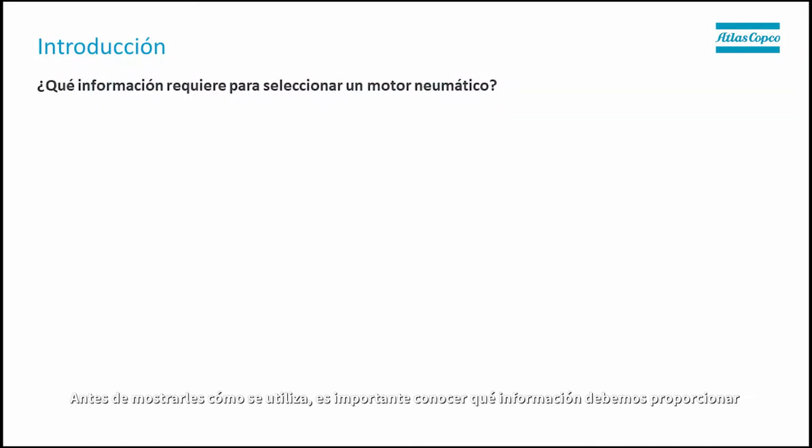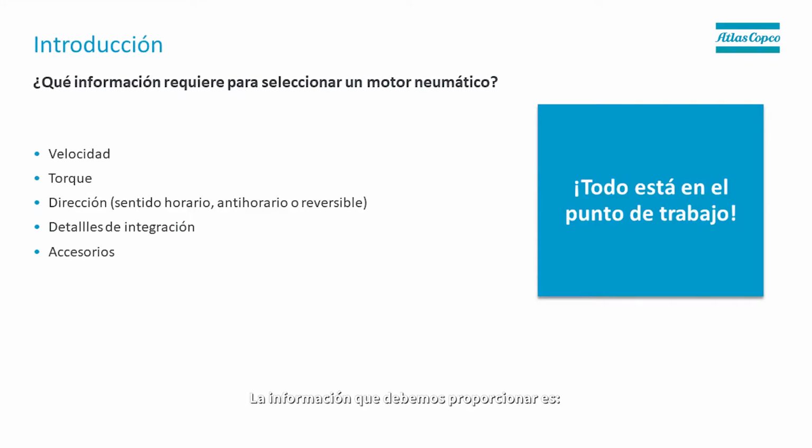It's a quick overview, and before we go to the selection tool, it's important to know what information we have to provide in order for the selection tool to pick the right motor for your application. The information that we have to provide is five items: speed, torque, direction, integration details, and accessories. The two most important are speed and torque.